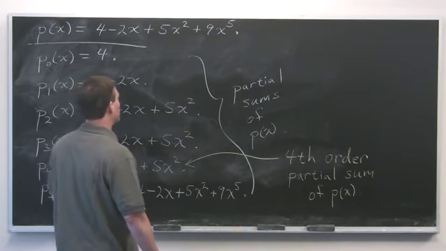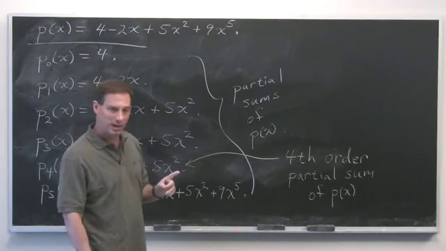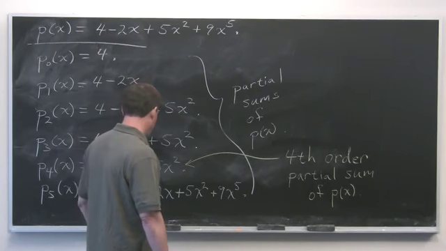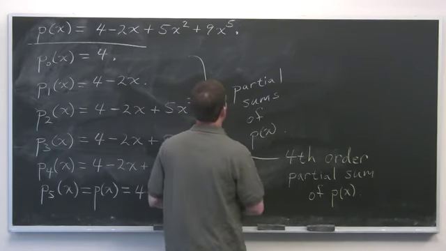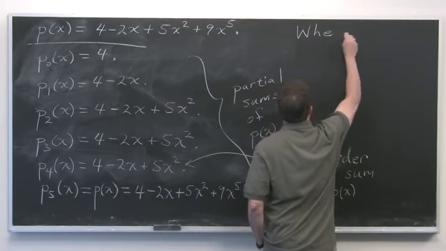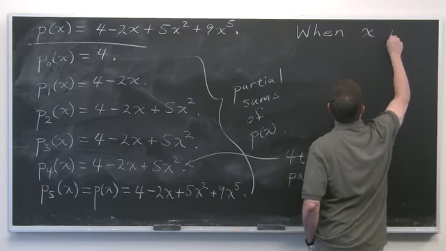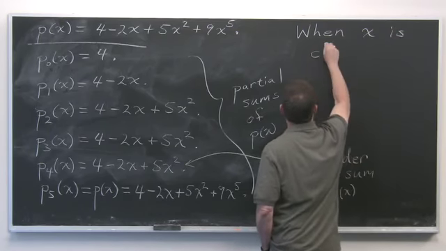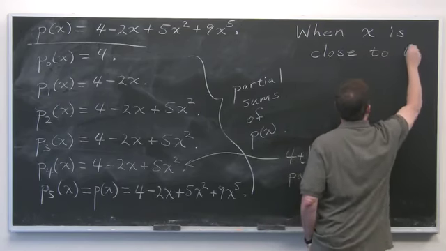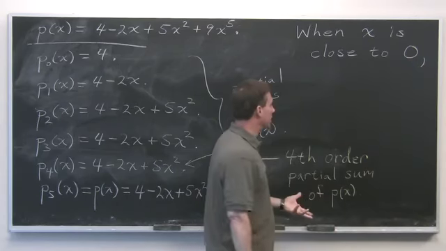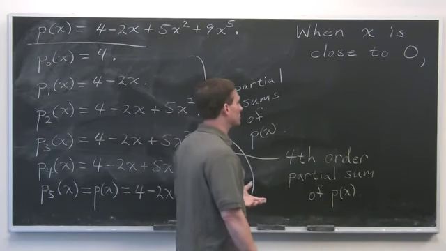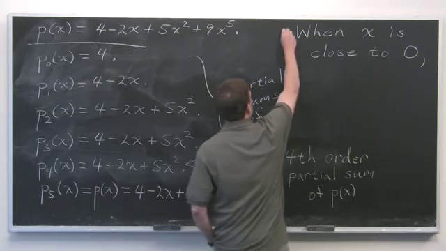But that's true when the absolute value of x is big. What if the absolute value of x is close to 0? And this is the fundamental observation: when x is close to 0, so it could be positive or negative. So really you could write the absolute value of x is close to 0, but that's the same as saying x is close to 0.